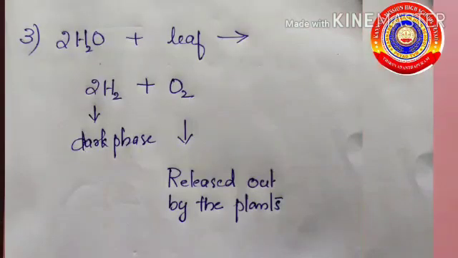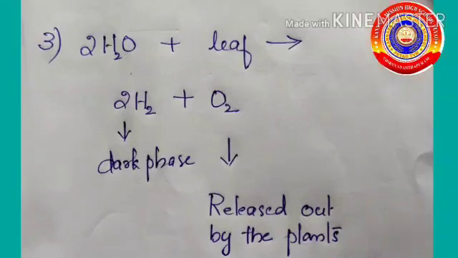This is the water molecules. When the water molecules reach the leaf, they split into hydrogen plus oxygen. Here, oxygen is released out by the plants. The hydrogen molecules move towards the dark phase.